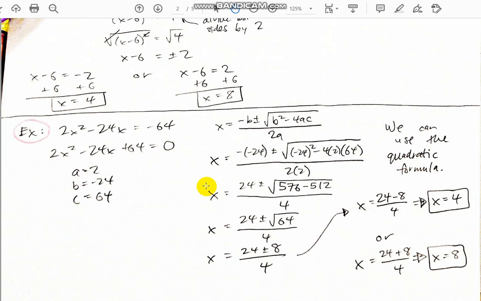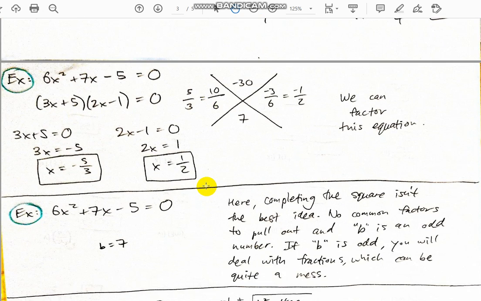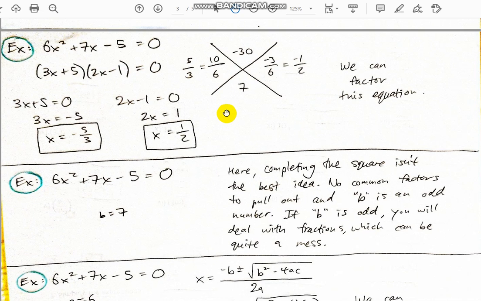Okay. Now, the thing about this is that not all of these problems can be solved each of the ways. In some cases, some methods are going to be better than others. In some cases, only one method can be used. Let's see. If I go down here, it just so happens here.